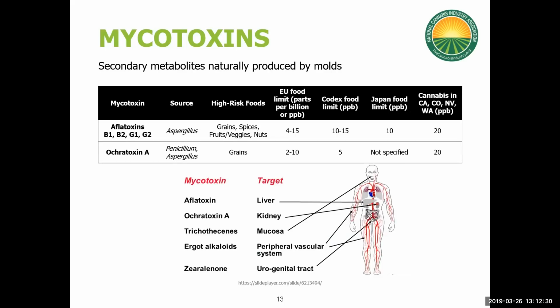Lastly, we're going to talk about mycotoxins, which are secondary metabolites naturally produced by molds. They're not themselves alive, but they're the harmful poisons left behind by molds. This table lists some allowable levels of aflatoxins and ochratoxin A in food from different countries, as well as the limits in cannabis. Aflatoxins are known contaminants of peanuts and corn. They're produced by Aspergillus molds and known to be carcinogens. Ochratoxin A is toxic to the kidneys. It's produced by Aspergillus and Penicillium species. It's also known to be a carcinogen, which makes it a concern to our industry.